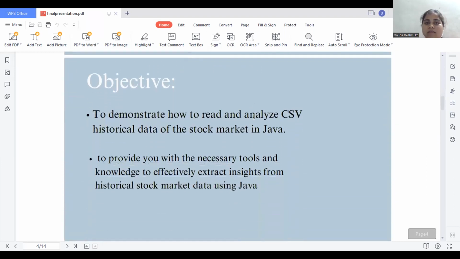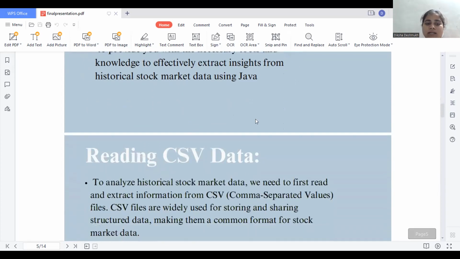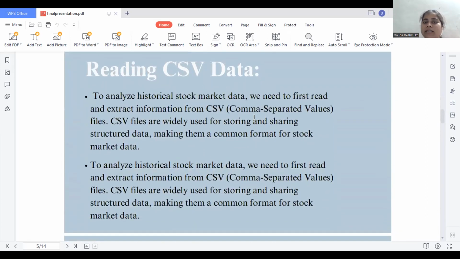On the second slide I have the objective: to demonstrate how to read and analyze CSV historical data of the stock market in Java. We are analyzing the historical data through CSV, comma separated values, for the stock market in Java. The second point is to provide you with the necessary tools and knowledge to effectively extract insights from historical stock market data using Java. That is the objective of my presentation. On the next slide I have reading CSV data.